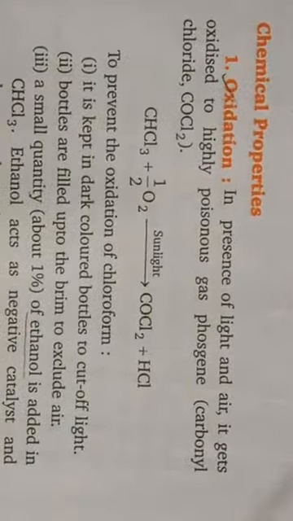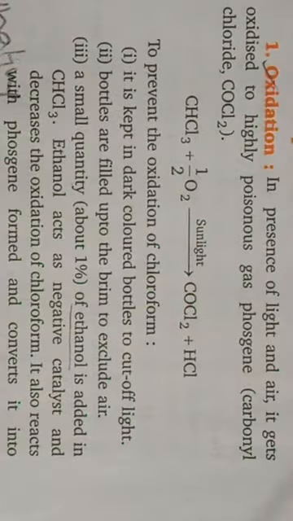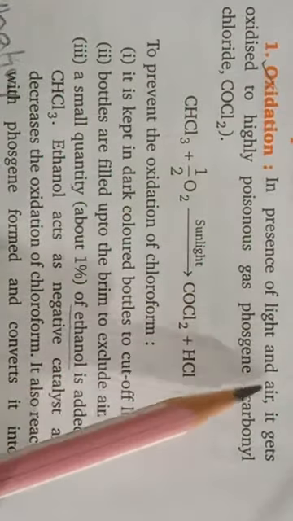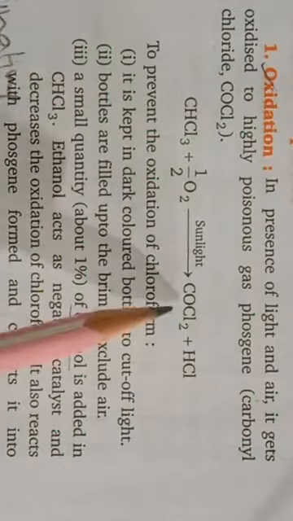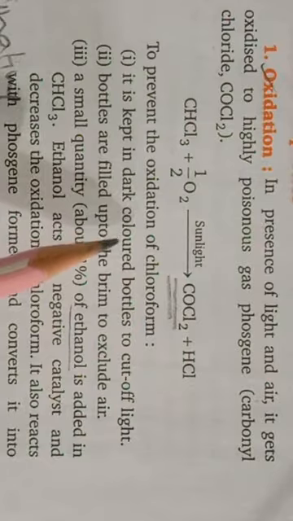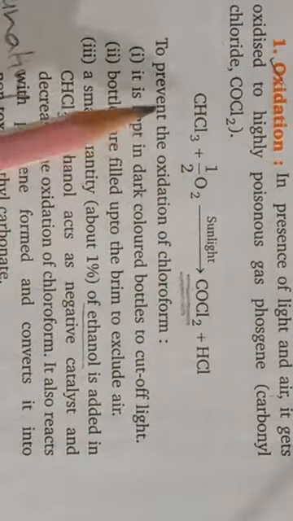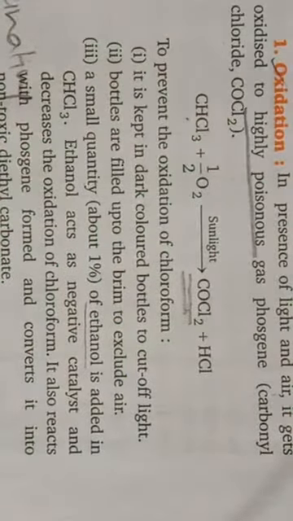Chemical properties. So first is oxidation of chloroform. Chloroform in the presence of light and air is oxidized in the form of a poisonous gas which is known as phosgene. So in the presence of sunlight and air, chloroform gets oxidized to phosgene gas, which is a highly poisonous gas.